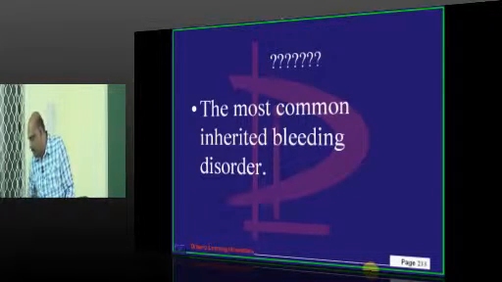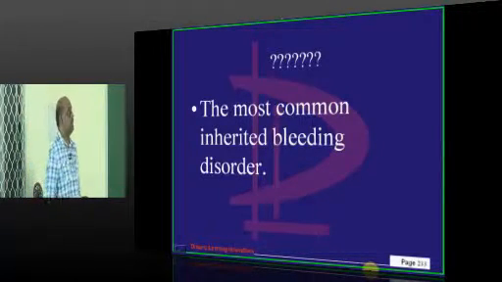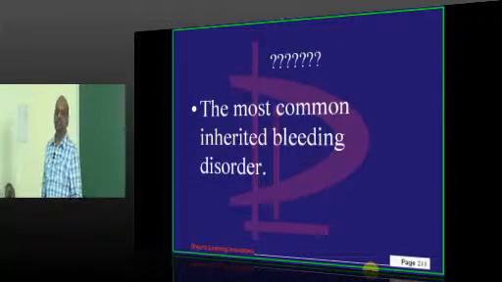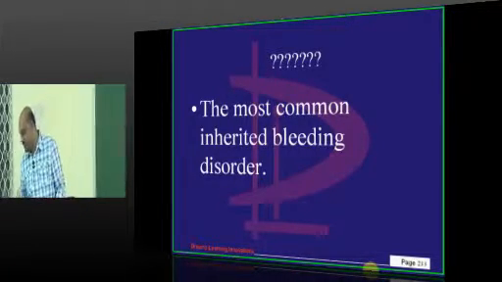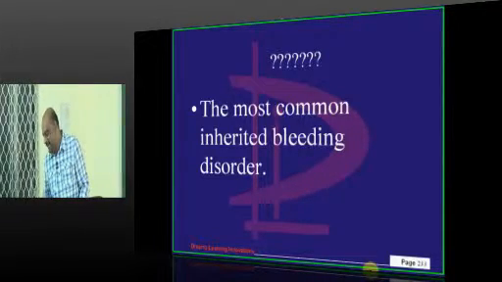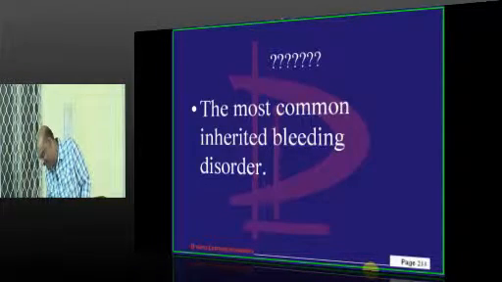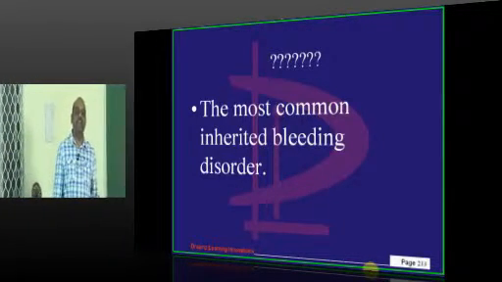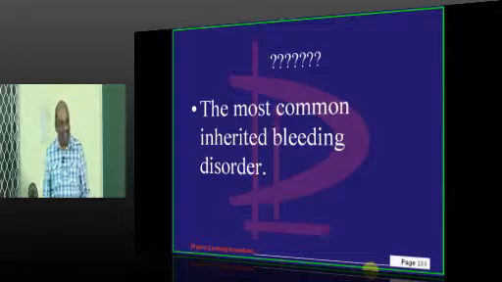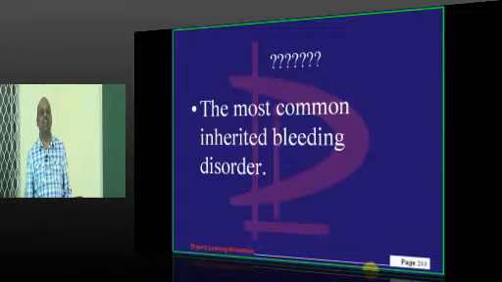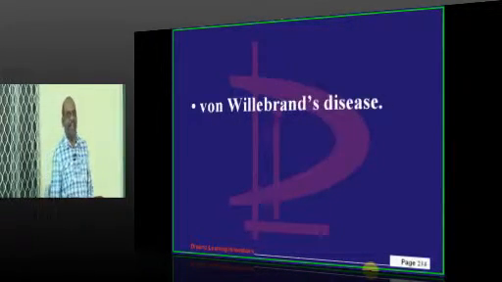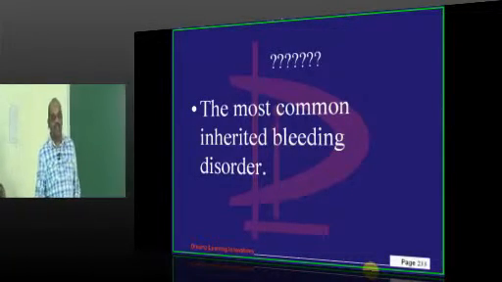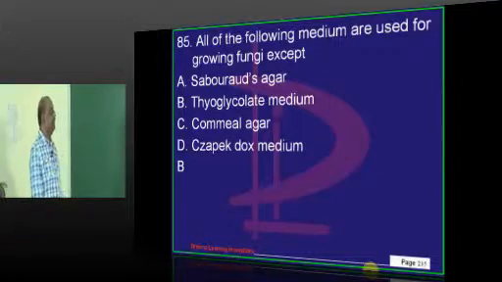What is the most common inherited bleeding disorder which you are going to answer in tomorrow's exam? I expect it. Only Amit is honoring me with the wrong answer of hemophilia, which is most commonly given wrong answer. Von Willebrand disease is the most common inherited bleeding diathesis is what need to be remembered.